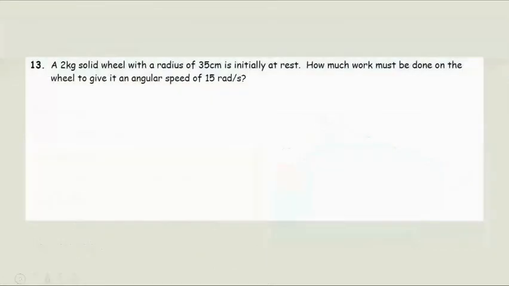So let's look at some sample problems. In the very first sample problem, we have a 2 kilogram solid wheel with a radius of 35 centimeters, initially at rest. How much work must be done on the wheel to give it an angular speed of 15 radians per second? So remember, in our last unit, we talked about work.